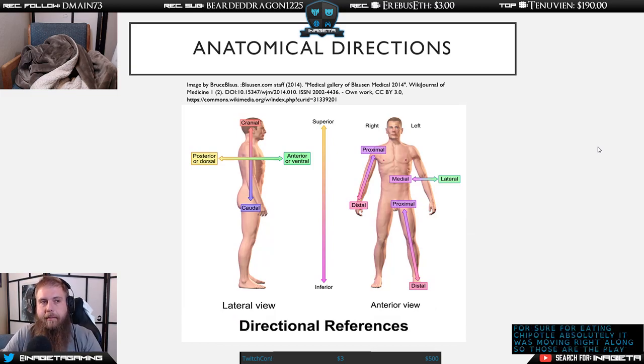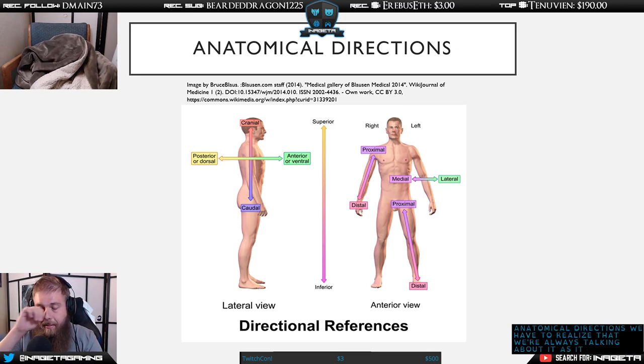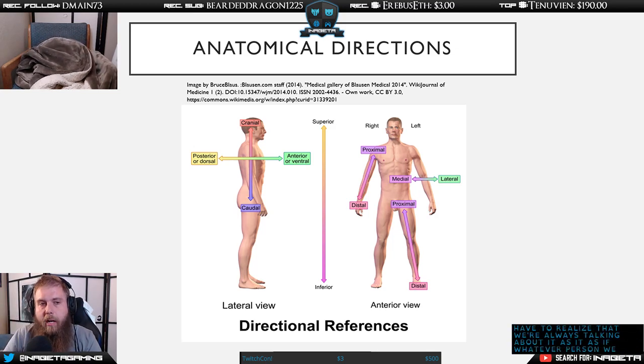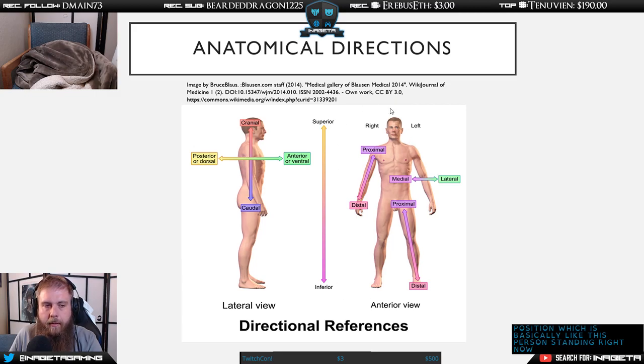So those are the planes. Now we're going to talk about different anatomical directions. When we're talking about these anatomical directions, we have to realize that we're always talking about it as if whatever person we're ascribing these directions to is in what we call standard anatomical position, which is basically like this person standing right now. Facing forward, arms out a bit, feet out a bit. The only thing that's different is his hands should be palm out. That would be standard anatomical position.